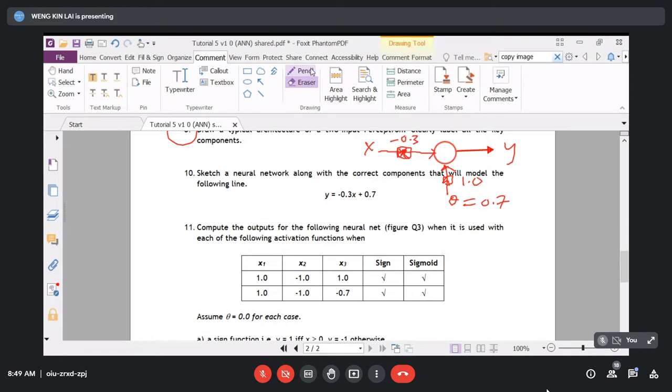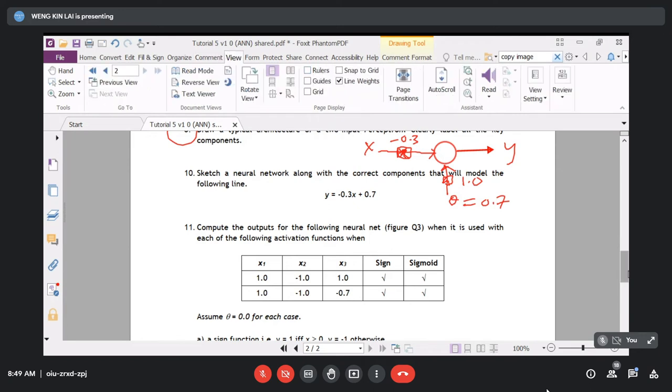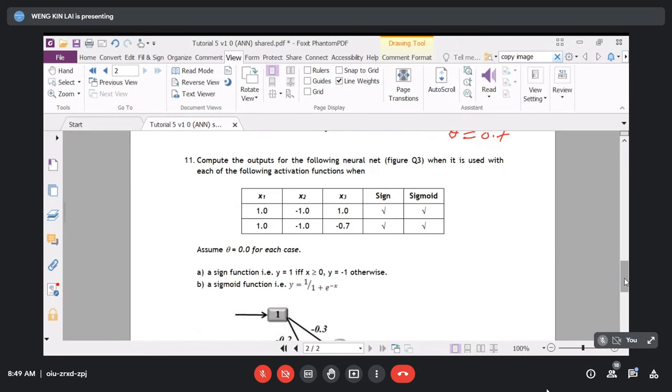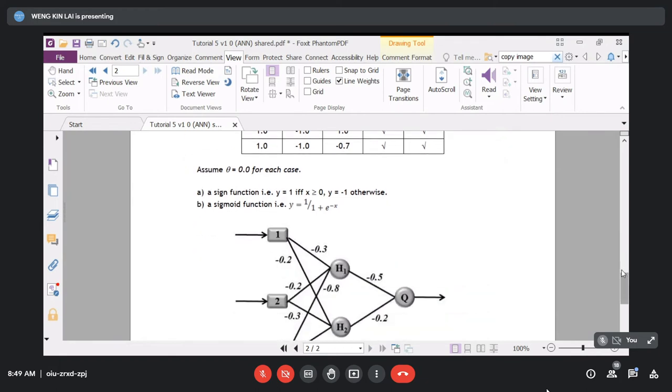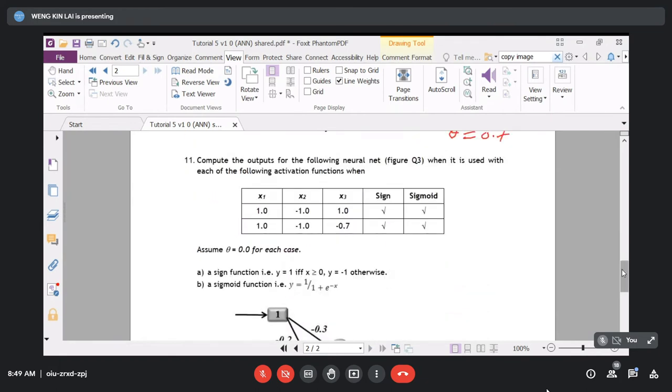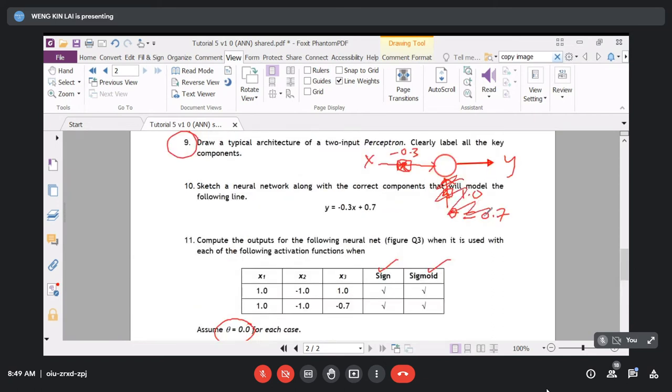Okay, there we go. So in this last question, you are asked to calculate the outputs for the following neural net, as shown down here, when it uses each of the following activation functions. You have two activation functions, the sine function and the sigmoid function. Furthermore, you are told that you can assume your threshold, your bias, is equal to 0, so you can ignore the bias for the network here.